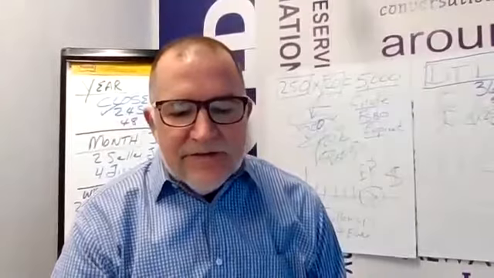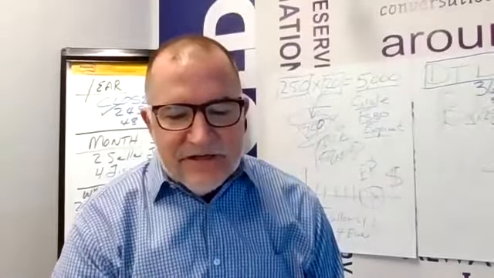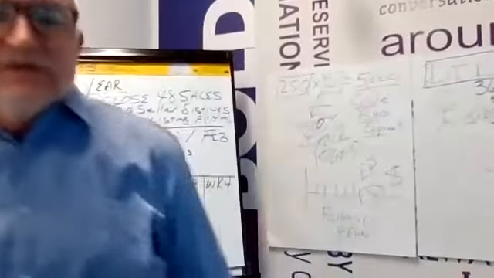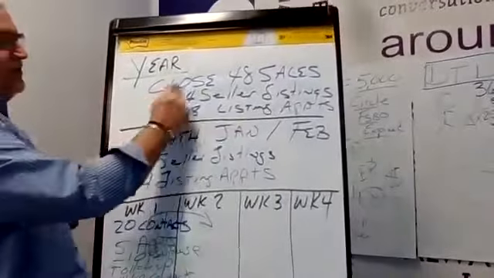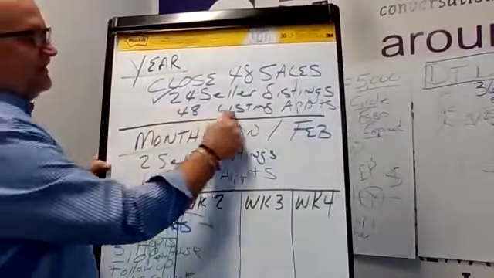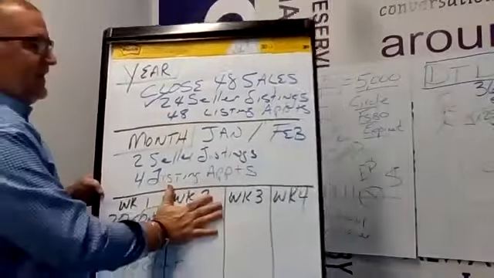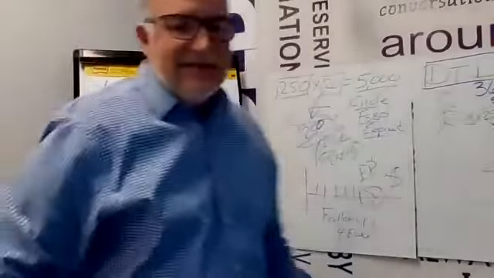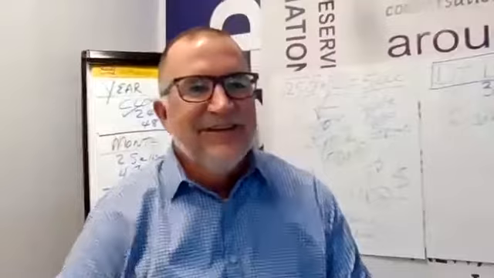Once you know how many appointments you must have, you now have to generate the leads necessary to generate those appointments. So my appointment goal, in order to close 48 sales, is 48 listing appointments. Done. I know my appointment goal. Now it's my job to generate the leads in order to get those appointments. Okay, talk to me.